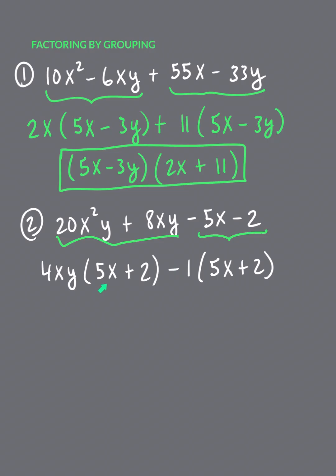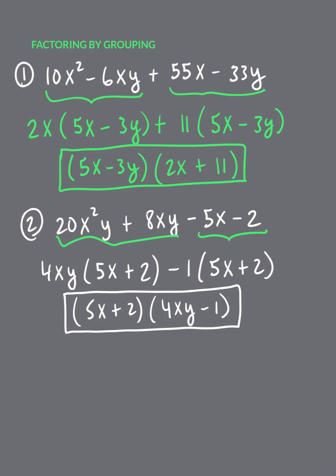And now you see that what you have to have when you're factoring by grouping is you have the exact same thing in both parentheses. And that way you can factor it out, 5x plus 2. And then in the other parentheses, it's what's left. It's 4xy minus 1. And of course, if you're working on a quiz or a test, if you have extra time, you would really want to multiply everything back out to ensure that you have what you had in the original expression.